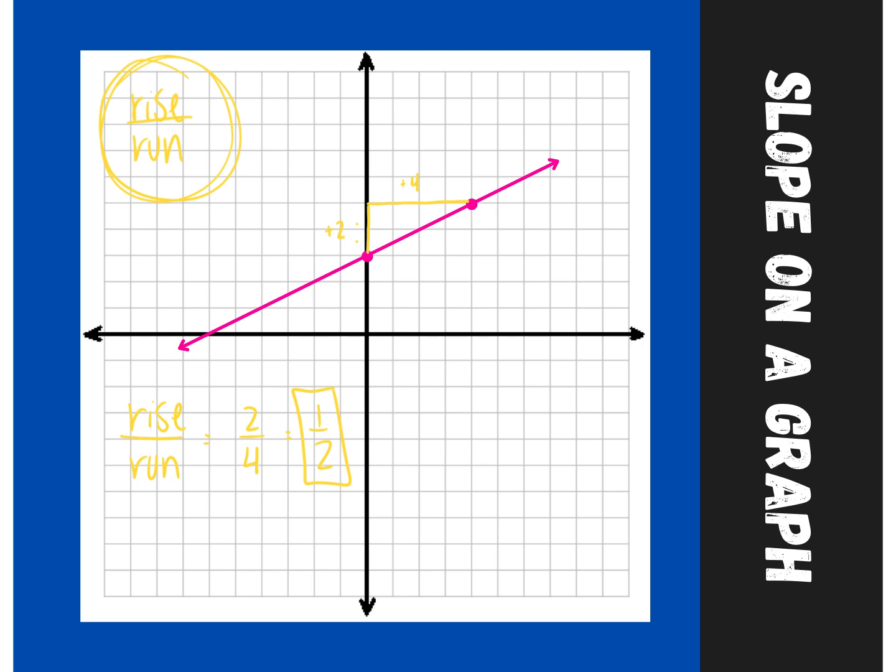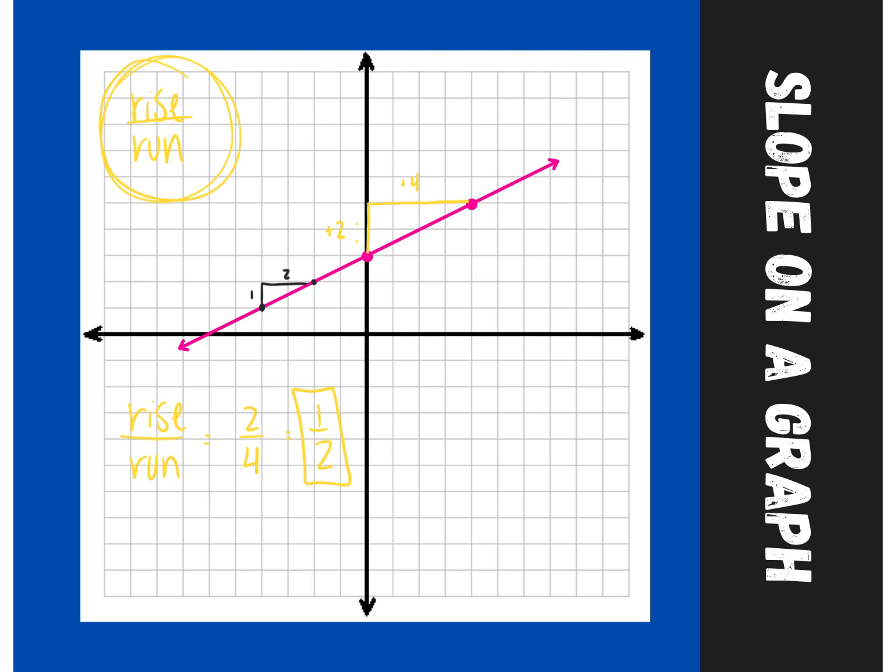I clearly outlined 2 points here for you. However, I can see that the line also crosses through this point. And if I look for my rise and my run, I can see it increases 1 on the y-axis for every 2 on the x-axis. Those points would also give us a slope of 1/2.